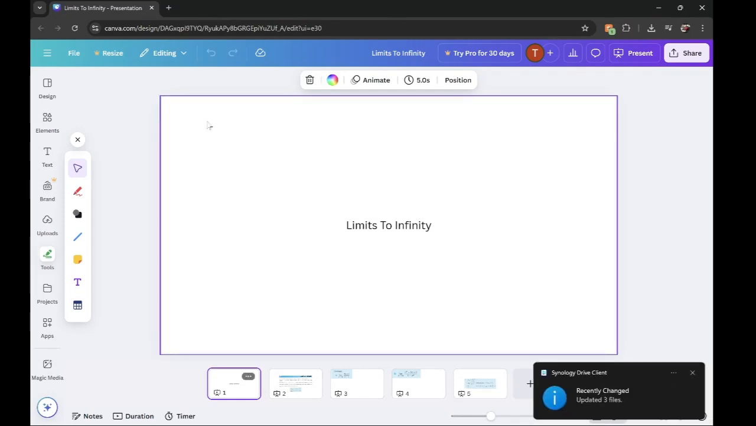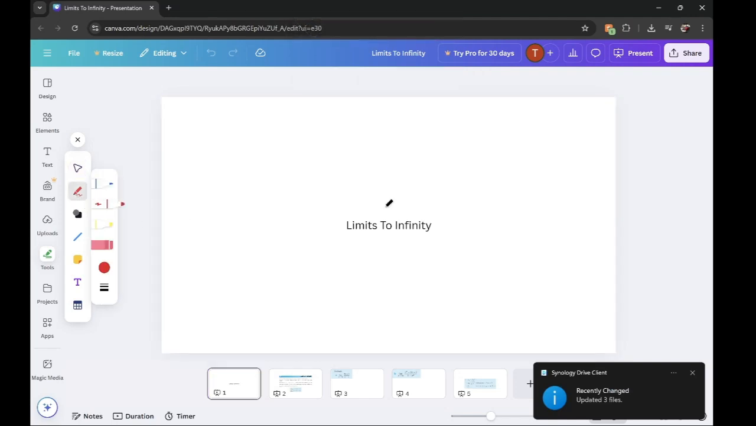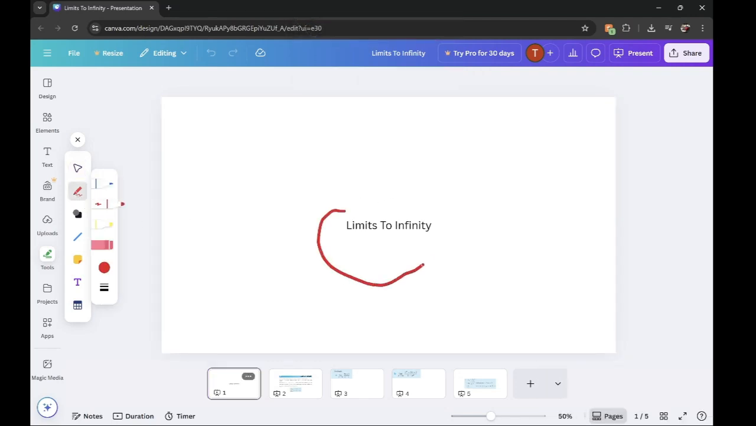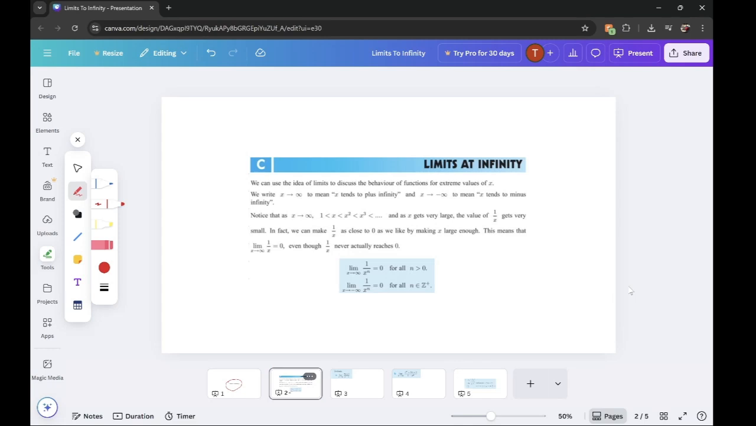Today we're going to be focusing on limits to infinity. Before we covered limits of zero, but today we're going to be doing limits to infinity. So let's get started. Limits at infinity. We can use the idea of limits to discuss the behavior of functions for extreme values of x, the extreme value being infinity in this case.